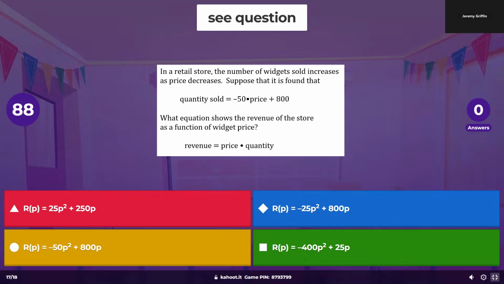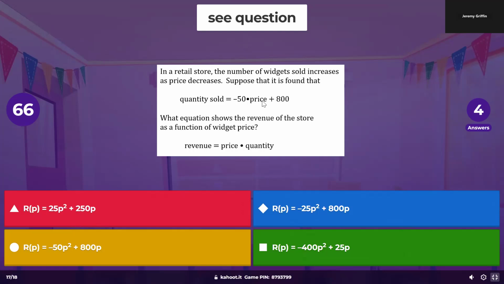Retail store, number of widgets sold increases as the price drops. Suppose that the quantity sold as a function of price is given by that equation. What's the equation that shows the revenue as a function of price? Now, revenue is price times quantity. So the first equation is quantity as a function of price, and you're looking for revenue, which is price times quantity.